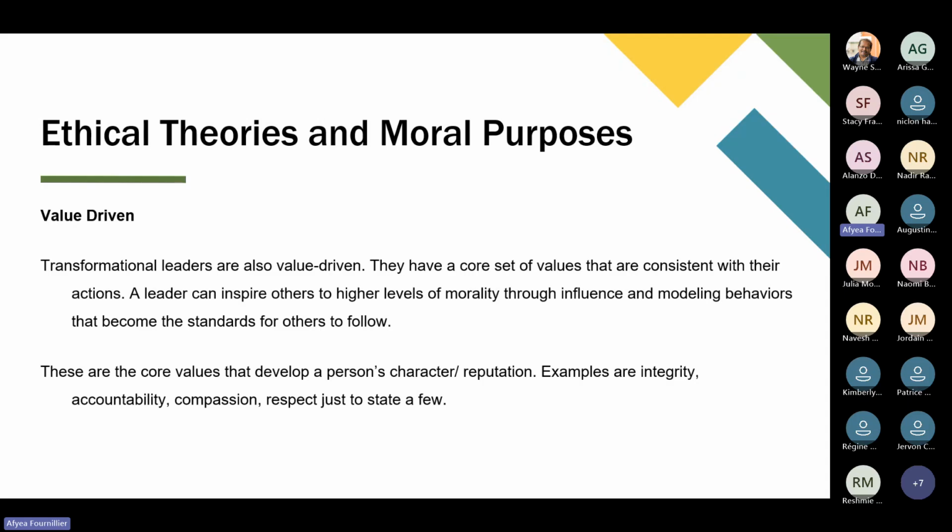Value-driven. Transformational leaders are also value-driven. They have a core set of values that are consistent with their actions. A leader can inspire others to higher levels of morality through influence and modeling behaviors that become standard for others to follow. And these values can be a standard for others to follow through modeling. These are the core values that develop a person's characteristic or reputation. Some examples of these core values are integrity, accountability, compassion, and respect.